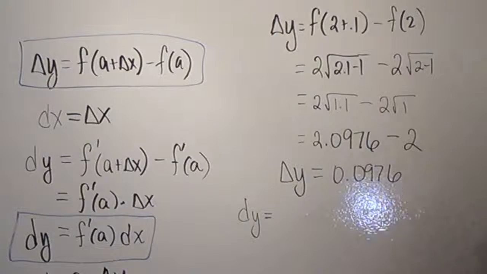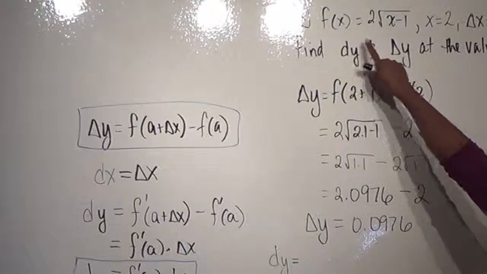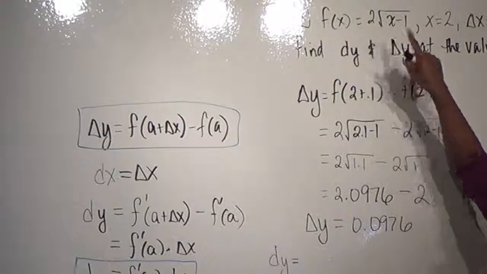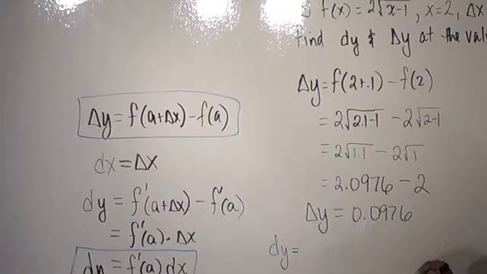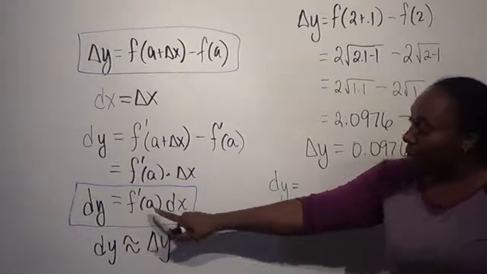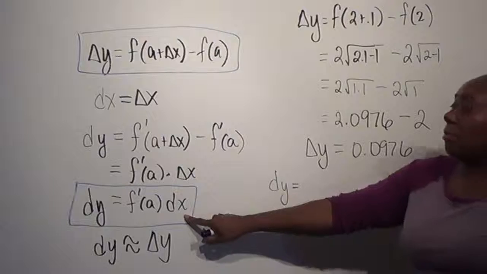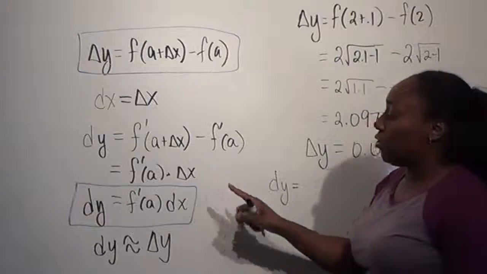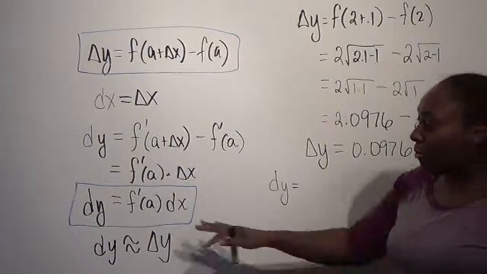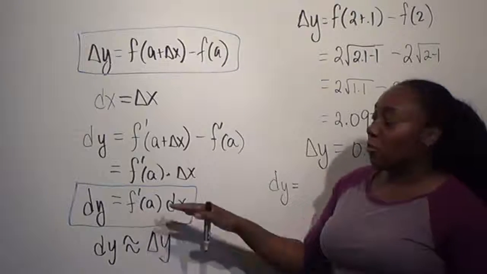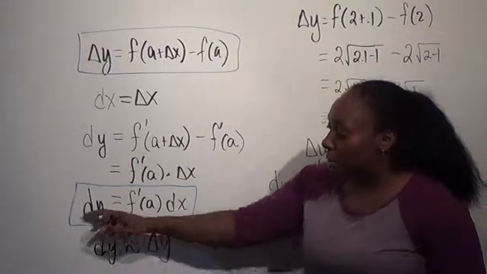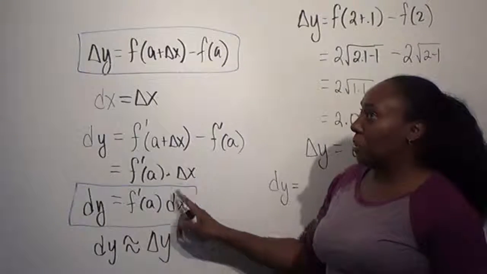Okay. For our dy, here again we're looking at the derivative. So we're going to take the derivative of our function and then plug in our values. The derivative times our dx. So this is our differential notation. And if you notice our differential notation, it looks a lot like your derivative. The only difference is there's no fraction here and the piece is over here.